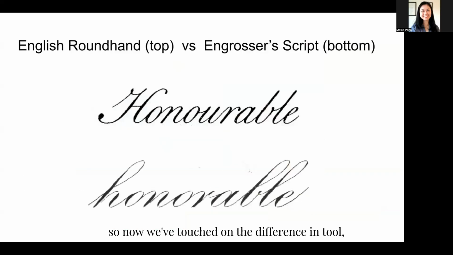So now we've touched on the difference in tool, quill versus oblique, steel nib, and execution, wherein it's more handwriting versus engraving on paper. In the next few slides, I want to discuss the visual differences between these two scripts.